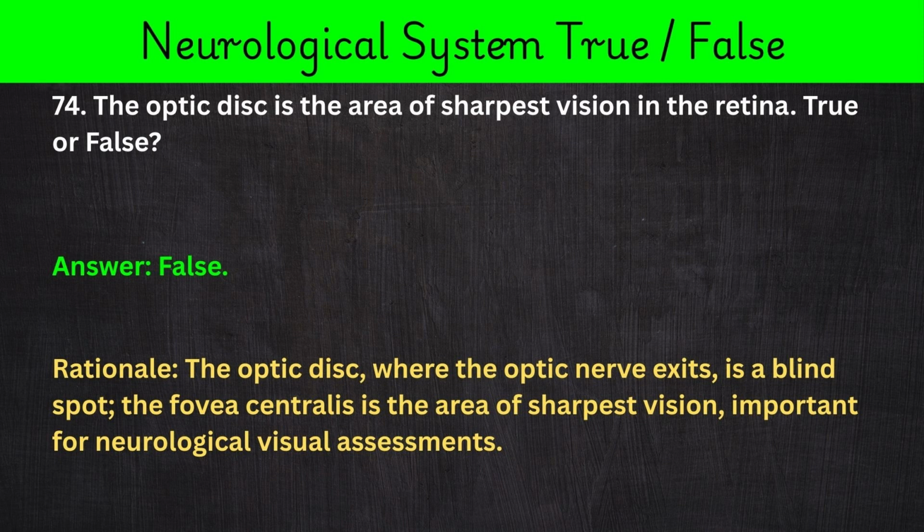74. The optic disc is the area of sharpest vision in the retina. True or false? Answer: false. Rationale: the optic disc, where the optic nerve exits, is a blind spot. The fovea centralis is the area of sharpest vision, important for neurological visual assessments.